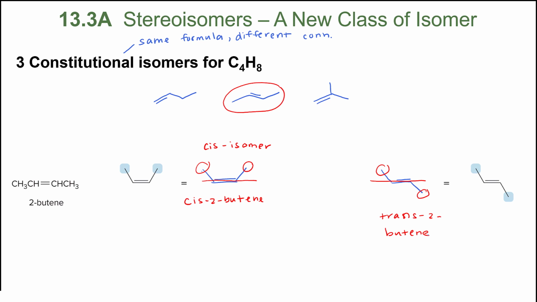Okay, so these are different compounds. The cis and trans are different compounds. They have different names, so they are different compounds, and they will behave differently, but they are stereoisomers of each other. So in a stereoisomer, the connectivity is the same. So same formula, same connectivity. It's a different 3D spatial arrangement.